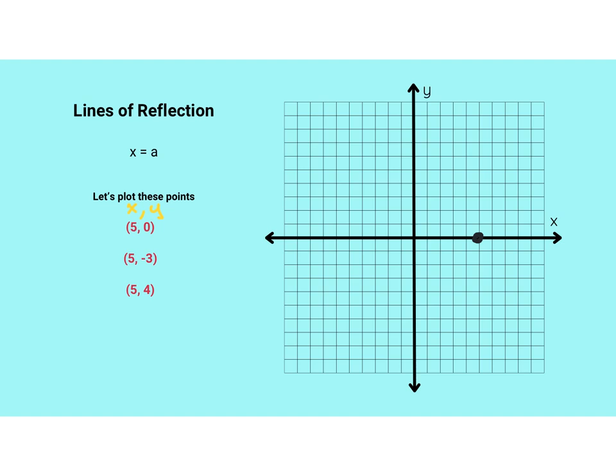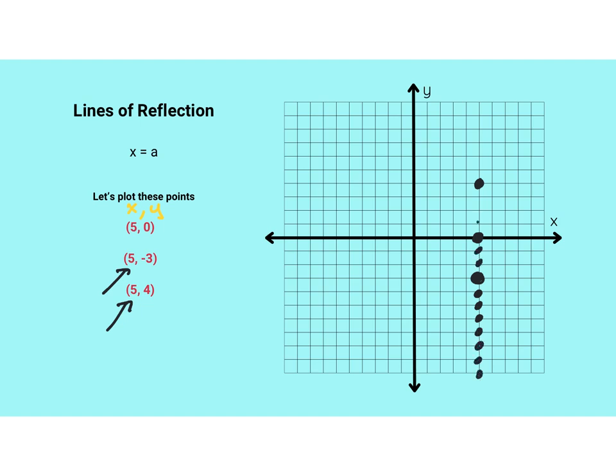5, -3 would still be 5 to the right for my X, and it would be down 3. And 5, 4 would still be 5 to the right for my X, and it would be up 4. I hope you see by seeing those 3 points that every single point that has an X of 5 is going to go on this line.